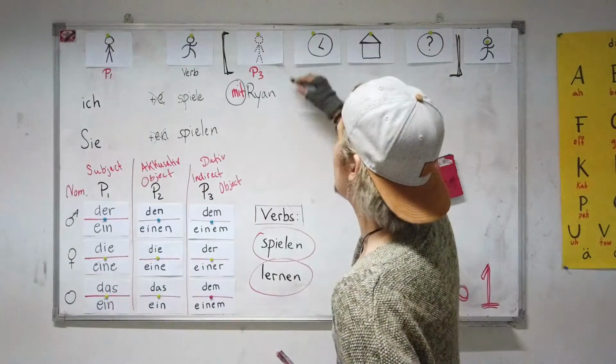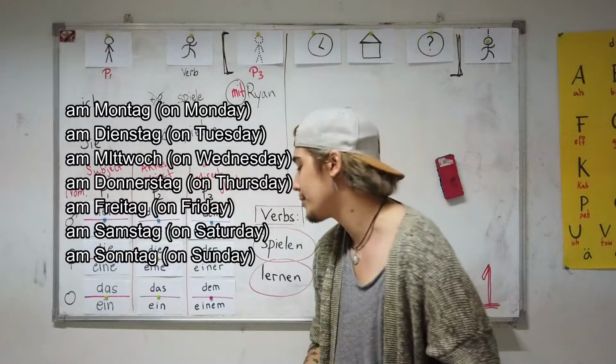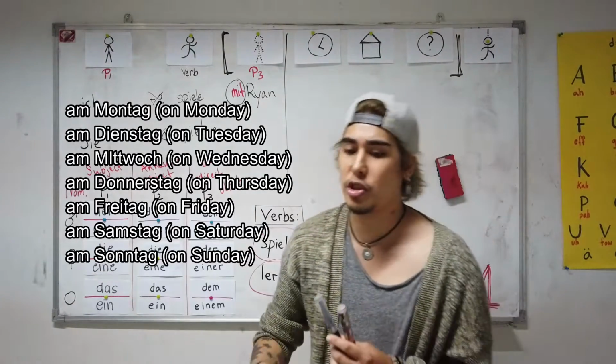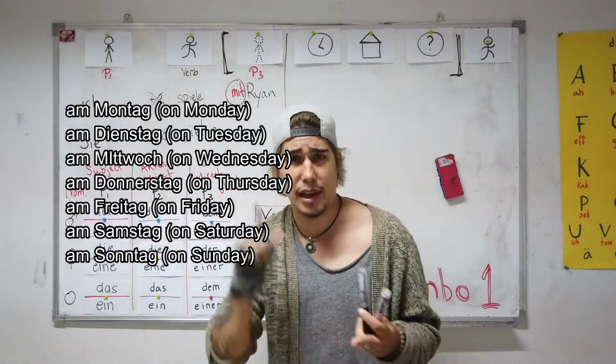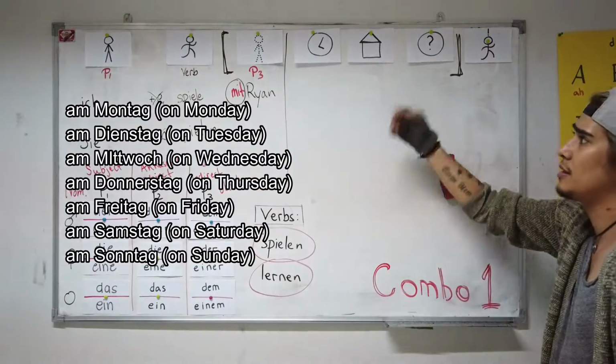And now let's add a time. So if you make a sentence like this, I'm playing with Ryan, alright, good, that's cool. Then you know who I'm playing with. You just don't know when we're playing, what time we're playing, where we're playing, and what we're playing. So make sure we have this.